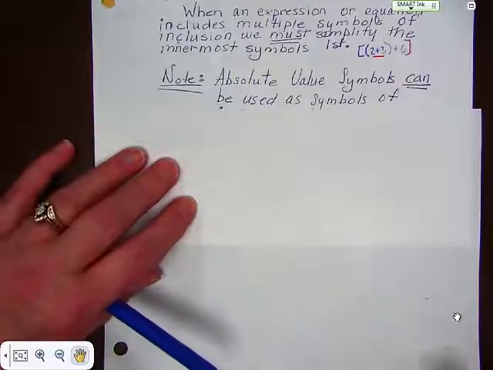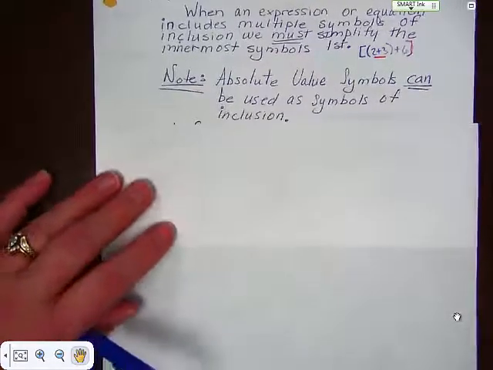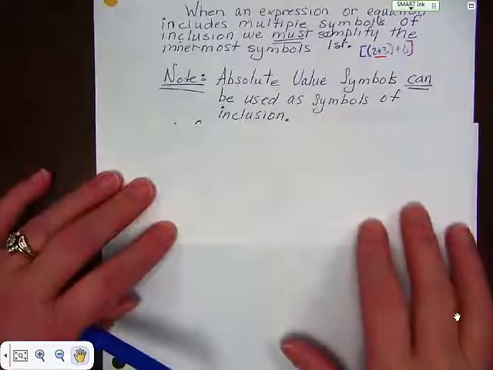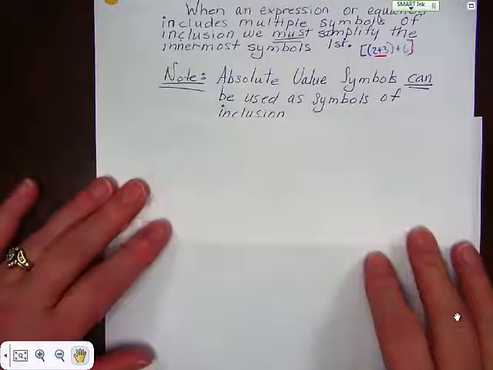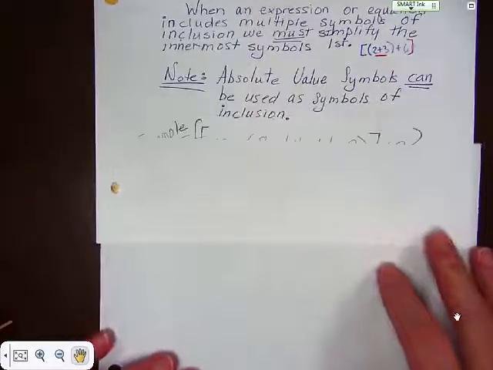Okay? Note about absolute value symbols. They can be and are often used as symbols of inclusion because you have to work on what's inside the absolute value before you can do anything else with it. Not as a general rule do you see them, but they can.